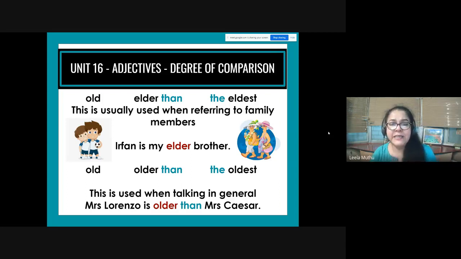My father is the eldest among his brothers. So we use eldest here, not the oldest. So Mrs. Lorenzo is older than Mrs. Caesar, for example. People whom we don't know very well, older than. Now look, Irfan is my elder brother. You don't say older brother. Elder brother works well enough.